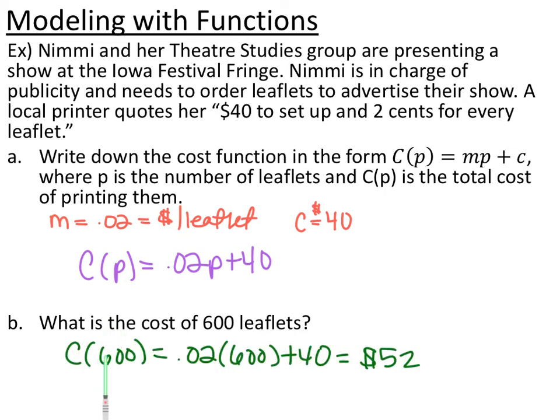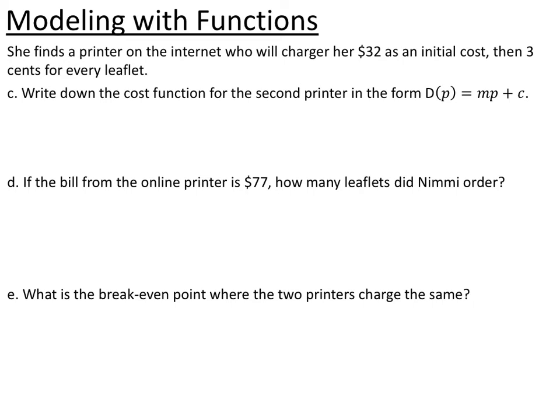So plug in 600, C of 600, so 0.02 times 600 plus 40, it ends up being $52. So given the same situation, she quoted another printer which told her that it would cost $32 as an initial cost and then 3 cents for every leaflet. So go ahead and pause the video and write a new function, D of P, for this second printer.